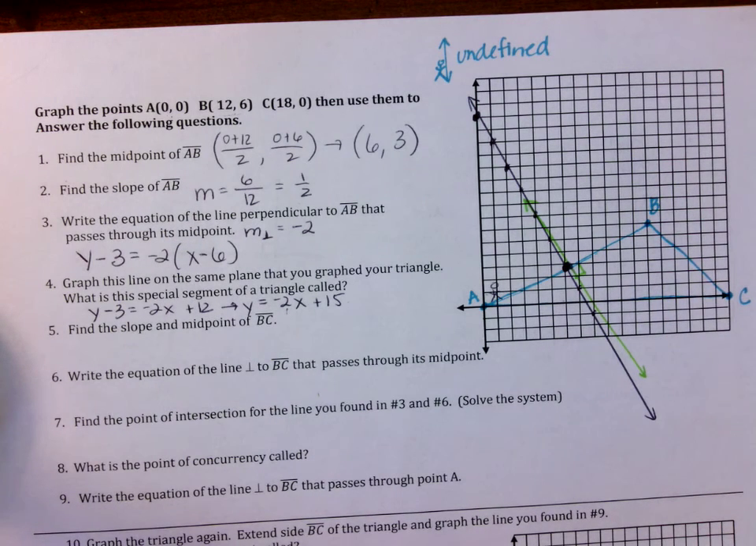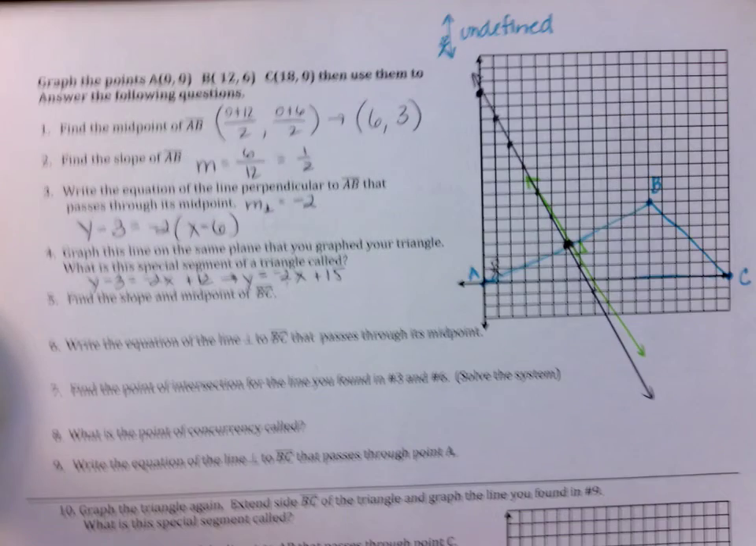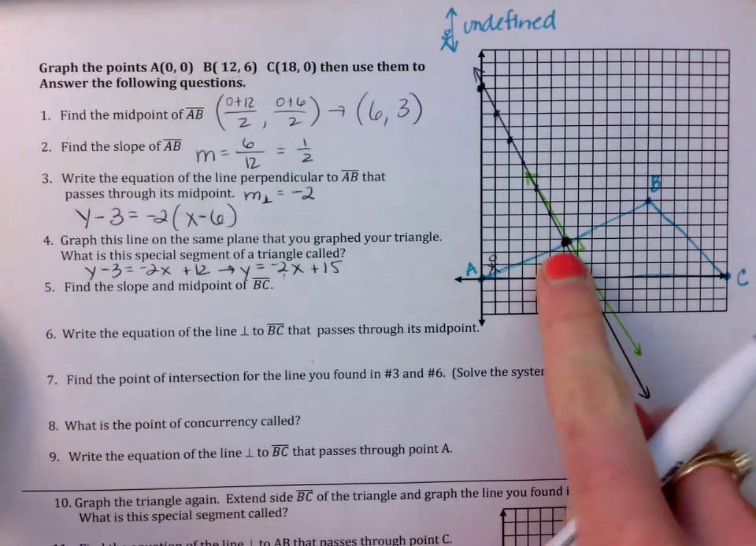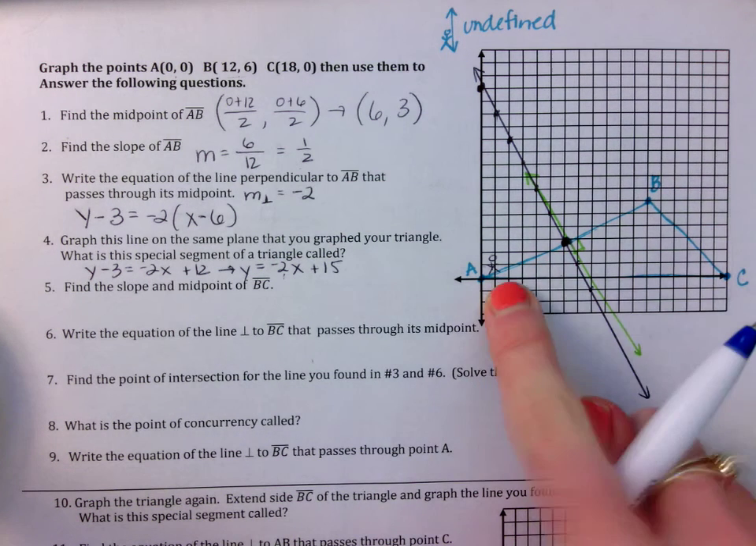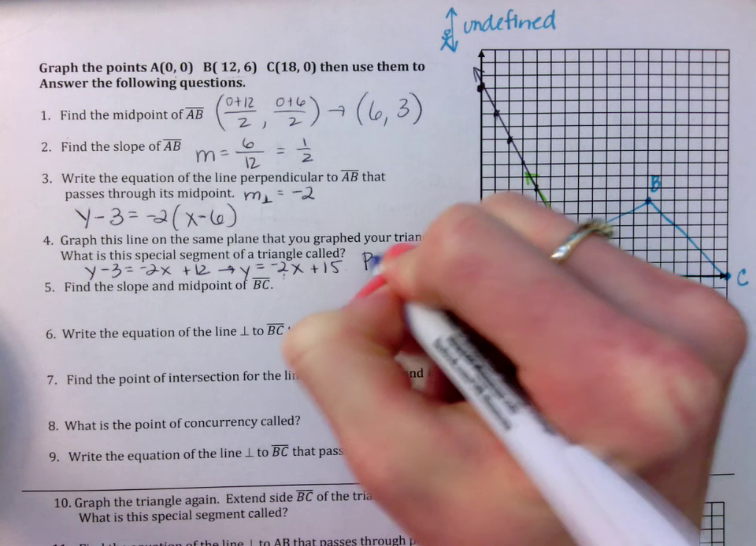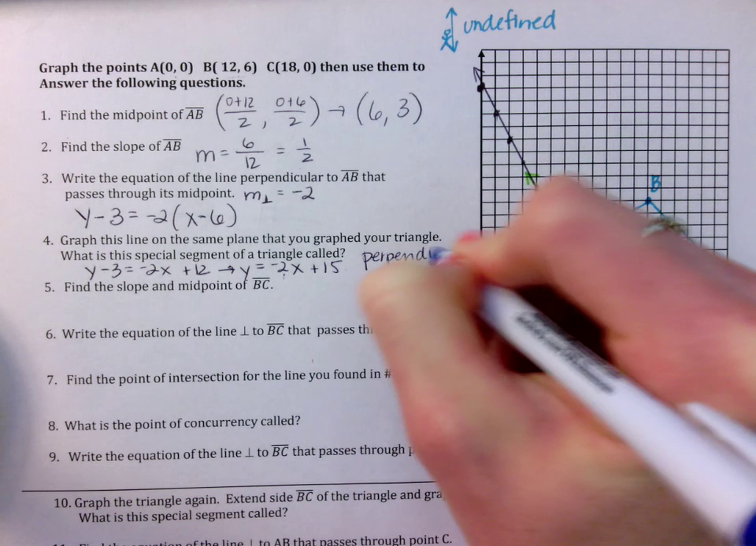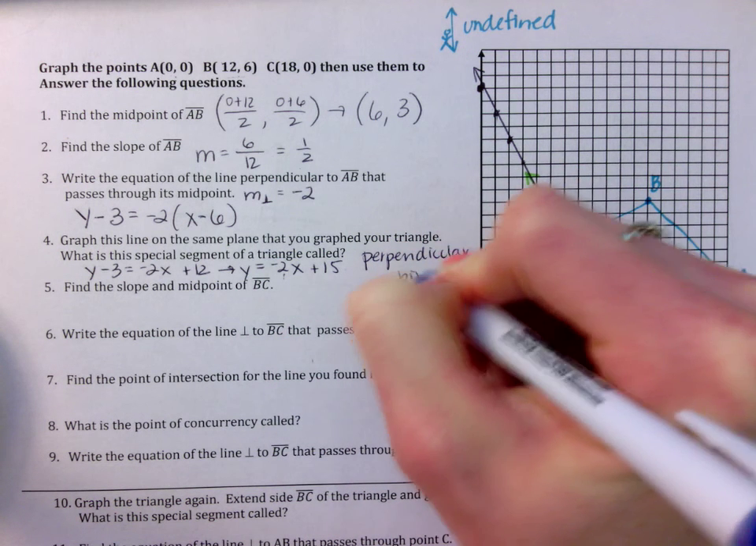Okay. And what is this special segment of a triangle called? Well, it goes through the midpoint, which means it bisects AB, and it's perpendicular to it, so it's the perpendicular bisector.